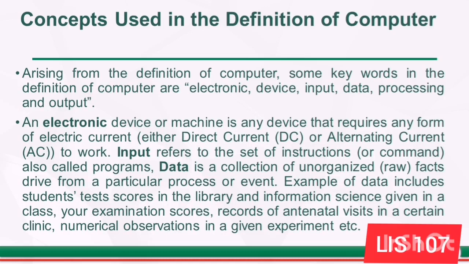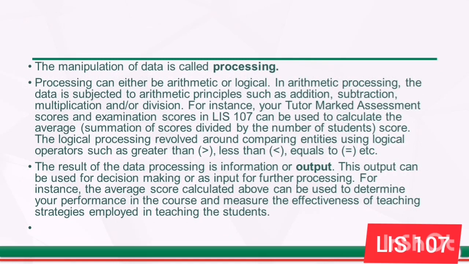Data are raw facts, unprocessed information, unorganized information. That's what data is. Processing. Now, when it comes to processing, it can be either arithmetic or logical. When we talk about arithmetic processing, we're talking about when the data is being subjected to arithmetic principles like addition, subtraction, multiplication. Now that's arithmetic. But logical processing uses operators such as greater than, less than, equals to.